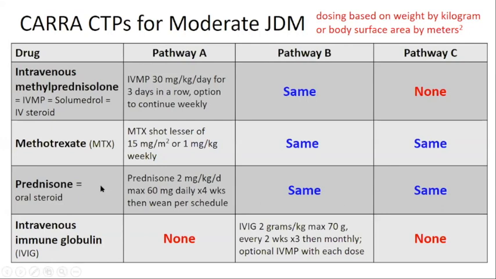The other medication that's used in all 3 treatment pathways is Methotrexate, which Dr. Kim is going to discuss. And then the last treatment that is used only in pathway B is intravenous Immunoglobulin, which Dr. Kim is going to discuss. So your child might be treated using one of these pathways, or the physician treating your child might be making some modifications to these different pathways. But this is what we're talking about when we're talking about the CTPs, or consensus treatment protocols.